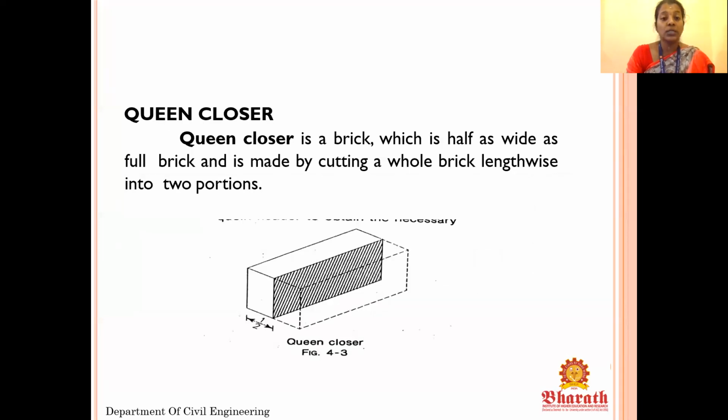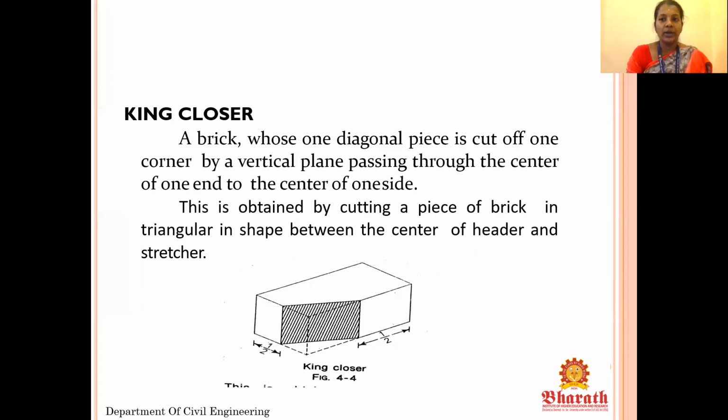This is queen closer. Queen closer is a brick which is half as wide as a full brick, and it is made by cutting a whole brick lengthwise into two portions. The image clearly shows that when the brick is cut into two equal parts, it is called queen closer. Now we are moving to king closer. King closer is a brick whose one diagonal piece is cut off at one corner by a vertical plane passing through the center of one end to the center of one side.